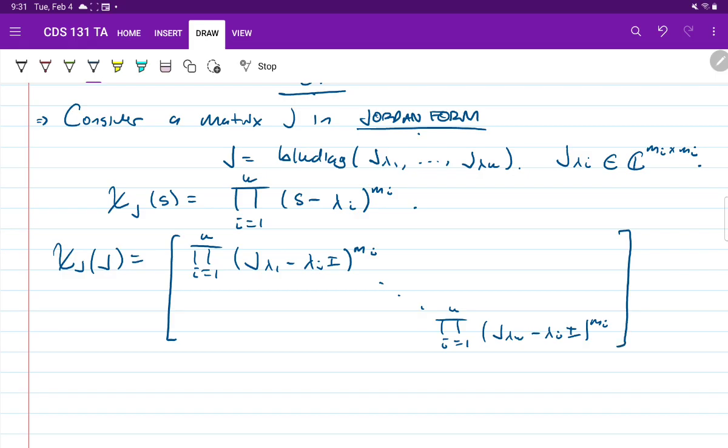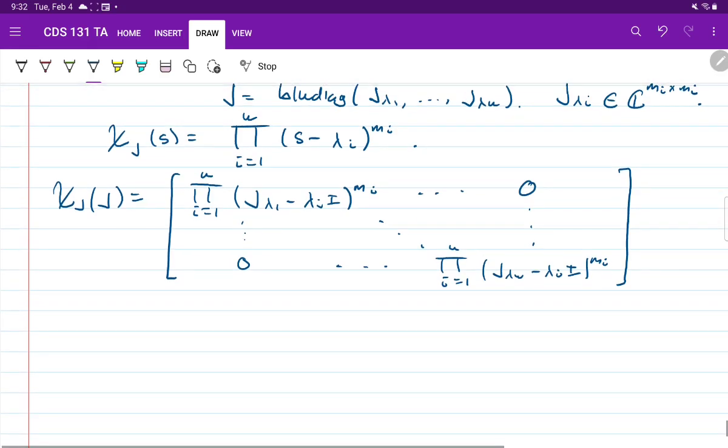Because this matrix is block diagonal, applying a polynomial to this matrix is just the same thing as applying that polynomial to each of the blocks. So we're going to have a block diagonal, with zeros everywhere else. These are 0 blocks of some appropriate size. Now, what can we say about this matrix?